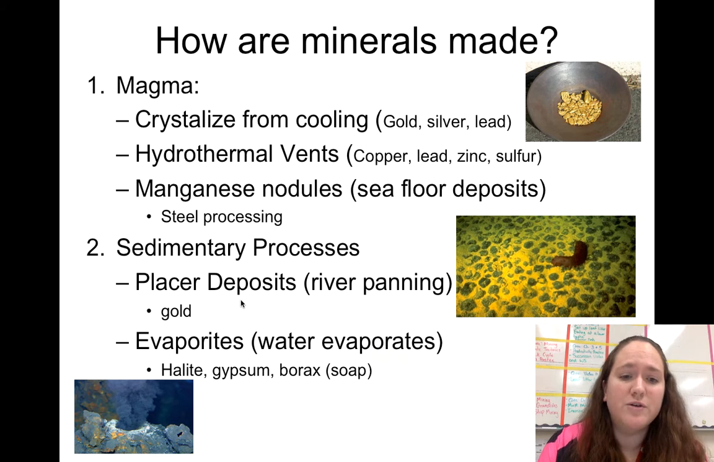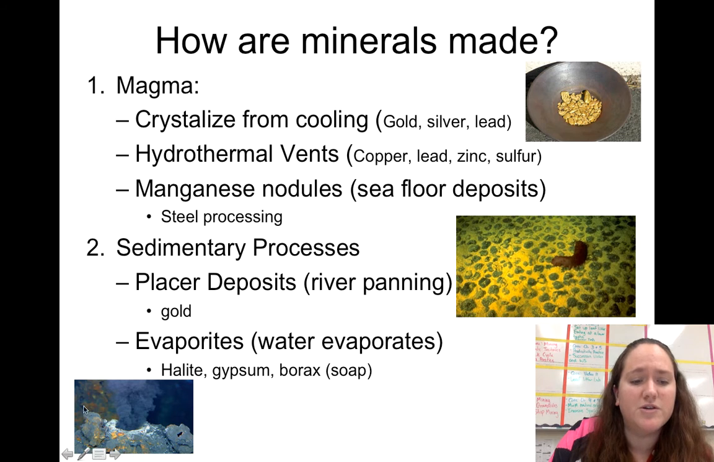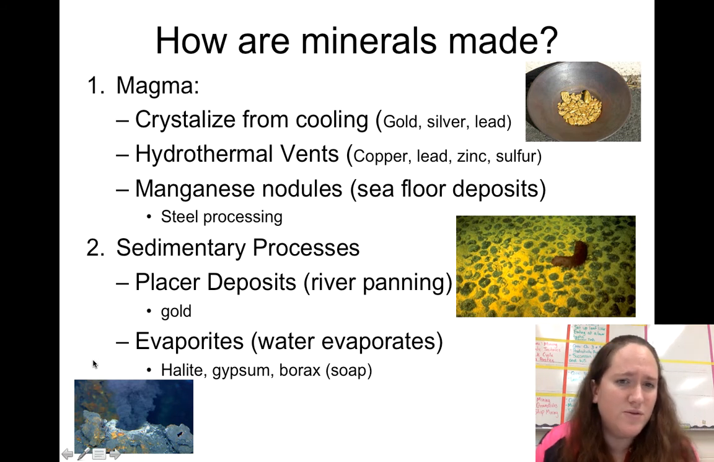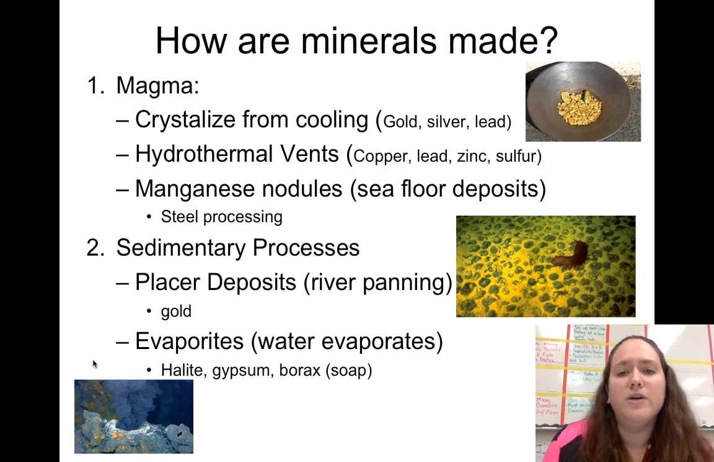So how are different minerals made? Most of them are made from crystallization of magma. This is how you get igneous rocks. So when igneous rock cools, the little crystals inside it, or the minerals, they can crystallize and form things like gold or silver or lead. We also get hydrothermal vents. That's what this picture down here is of. Hydrothermal vents, just think volcanoes sort of underwater. And you have things like sulfur, copper, lead. These are also associated with normal volcanoes on the surface.